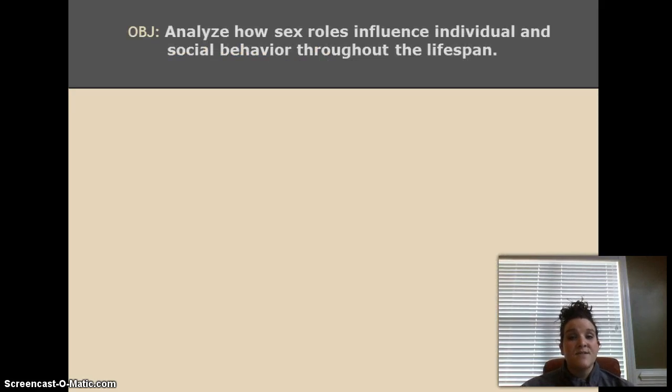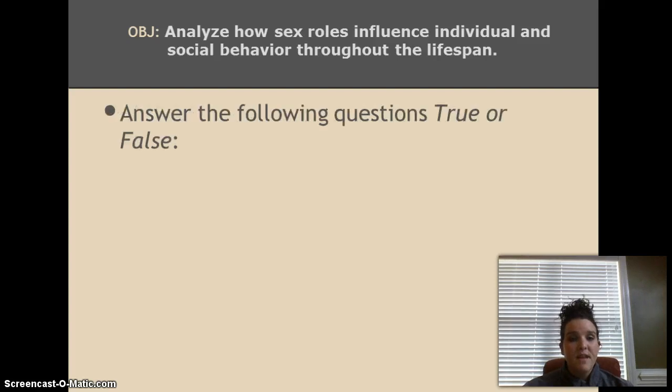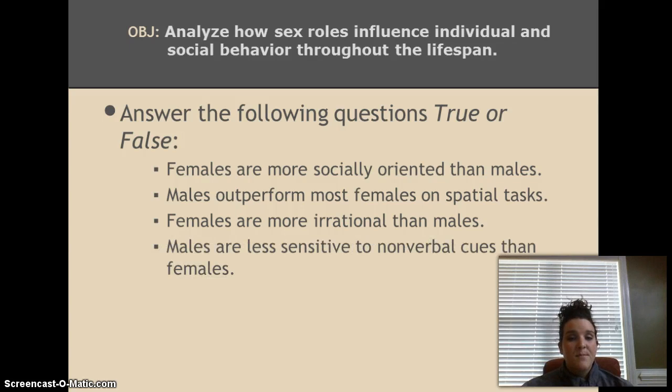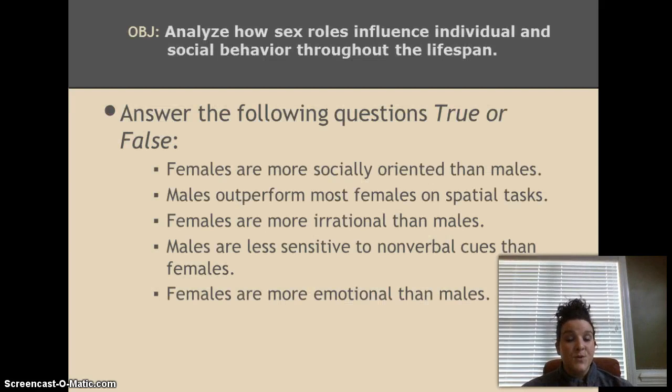Alright, so now we're going to analyze how sex roles influence individual and social behavior throughout the lifespan. So answer the following questions, true or false, in your head. Females are more socially oriented than males. Males outperform most females on spatial tasks. Females are more irrational than males. Males are less sensitive to nonverbal cues than females. Females are more emotional than males. So if you say true to all of those, then you are right.